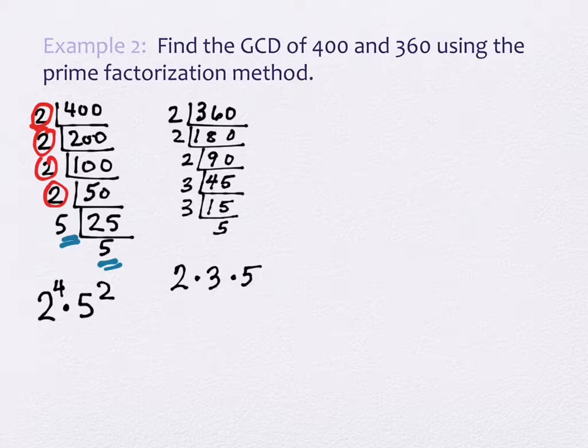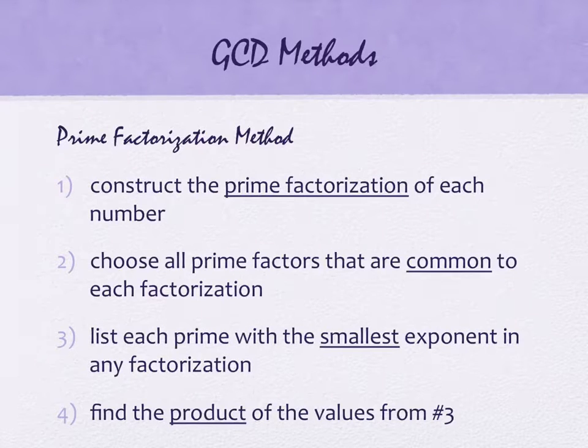How many 2s? 3. How many 3s? 2. And how many 5s? Just 1. Okay, so this is like step 1 of this process. Got to get them all into prime factors. So coming over here, that was step 1 taken care of.